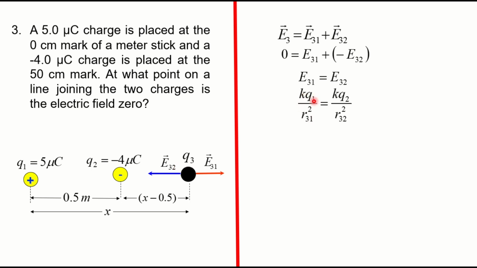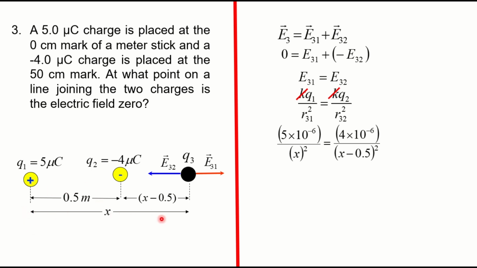So KQ1, we can cancel off the K first. Then we substitute the value of Q1, which is 5 times 10 to the power of negative 6, and the distance between Q1 and Q2 is 0.5 meter. So here, the distance between Q1 and Q3 we can label as X. You can use any unknown, but it will be easier for us to use X. And then the remaining distance is X minus 0.5.